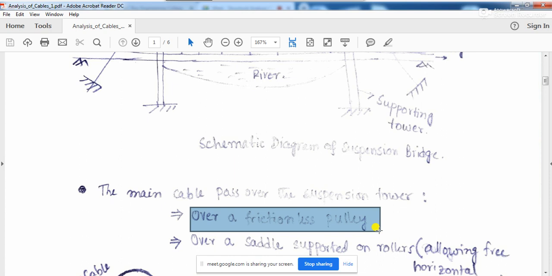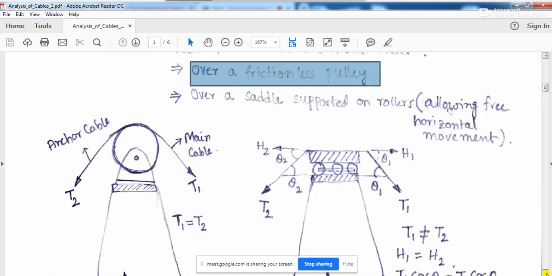Okay, a pulley is nothing but, if you have observed in a normal well, whatever we have in our house in some cases, for pulling up the water from the bottom of the well, we use the pulley. It is exactly the same mechanism as you will see over here. So this support mechanism at the tower may be of two types: one is over a frictionless pulley, or it may be over a saddle support on rollers.